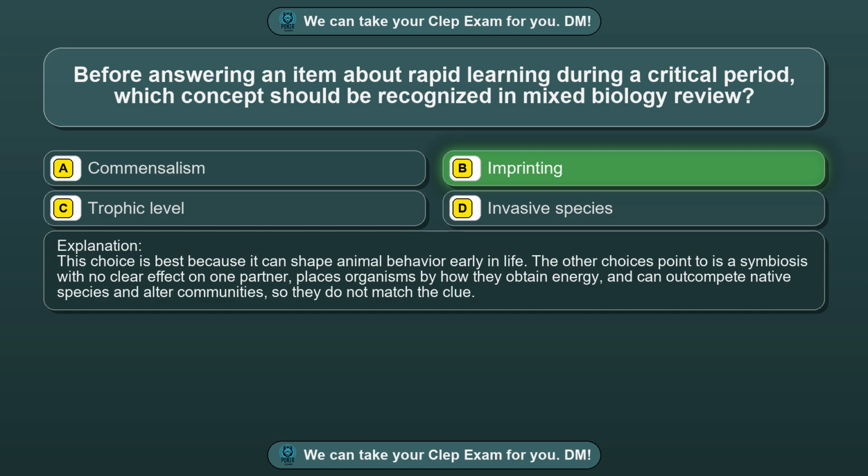This choice is best because it can shape animal behavior early in life. The other choices point to is a symbiosis with no clear effect on one partner, places organisms by how they obtain energy, and can outcompete native species and alter communities, so they do not match the clue.